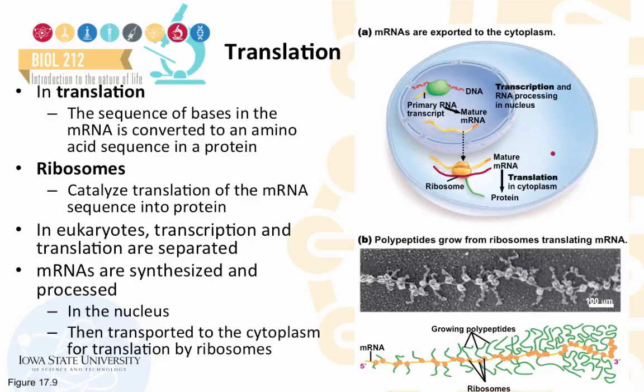The ribosome, which is a complex made up of both protein and RNA, catalyzes the translation of the mRNA sequence into protein. In eukaryotes, transcription and translation are separated because eukaryotes have a nucleus where transcription and RNA processing take place, and then the mature RNA transcript exits the nucleus into the cytoplasm where proteins are made.